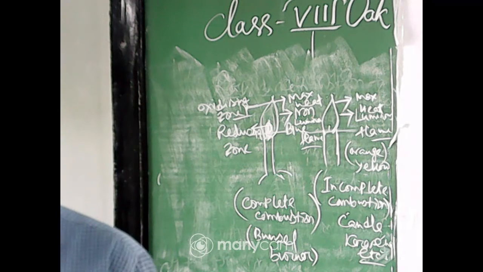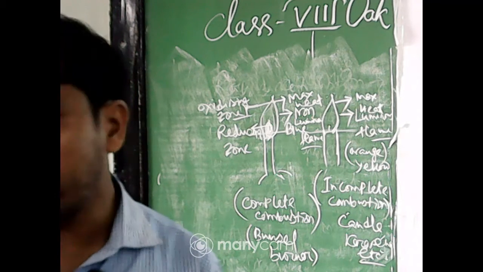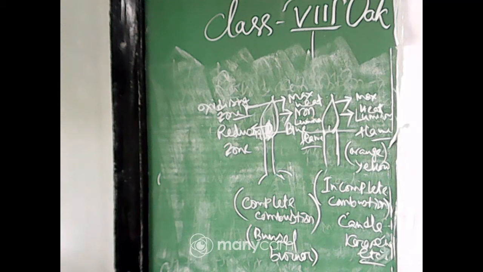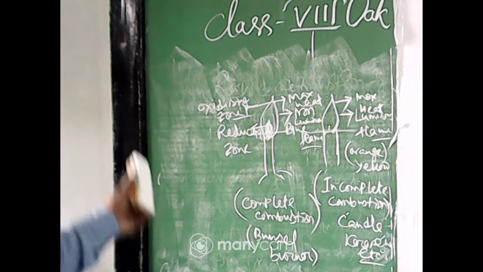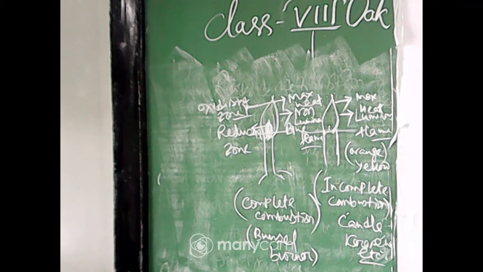Now, there are two experiments given. Holding a glass slide above the candle's flame produces a black mark. It is due to incomplete combustion. It also proves that the material does not burn completely. But if you hold a glass slide above the Bunsen burner flame, no such black spots will be there.